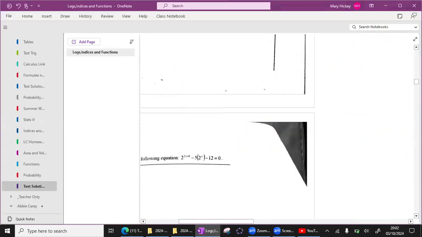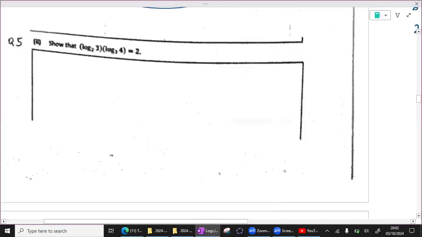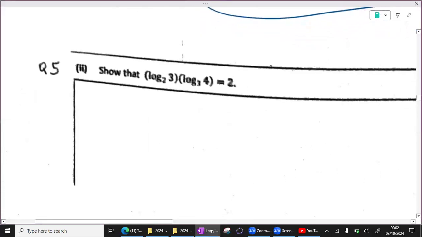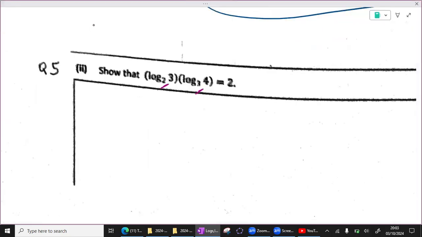Okay, next question was this one. Again, actually a really easy question here. And to be fair, I didn't say you couldn't use your calculator to do it. So some people did use their calculator, but this was the way that I was thinking you were going to be doing it. So when we have two logs and they don't have the same base, which, sorry, I'll rewrite that. It's a little bit blurry.